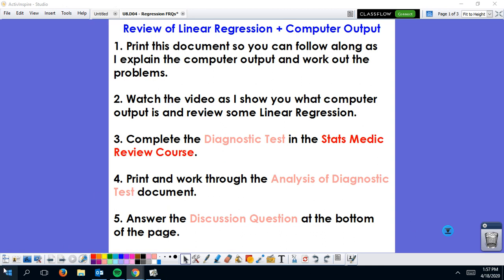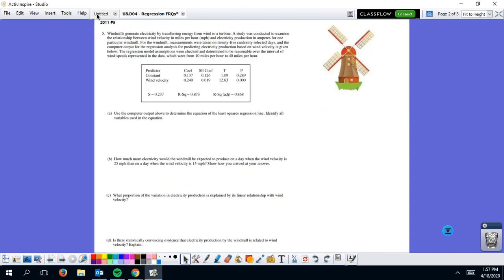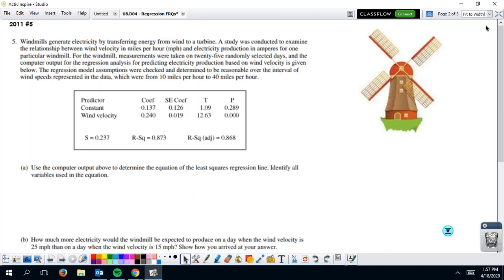All right, so what we're going to do is move on to the next page in this document, and this is an example of an FRQ from 2011. I'm going to zoom in, it's a little small. Okay, so when we read through this at the beginning, windmills generate electricity by transferring energy, blah, blah, blah. Keep on going. We always want to highlight some important things when we look at FRQs. And so we have the relationship between wind velocity in miles per hour and electricity production in amperes. We don't know which one is X and which one is Y yet, so we're going to keep reading. For the windmill, measurements were taken on 25 randomly selected days.